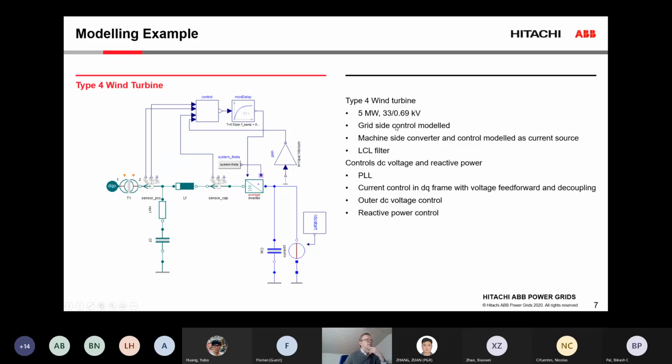For the stability analysis, we only model the grid side control. We have a very simple model of the DC link here with just a current injector and a DC capacitor. The control scheme is also simplified but typical, where we have current control in the DQ frame. We have a DC link voltage controller and a reactive power controller that tries to control the reactive power to 0 at the wind turbine PCC.